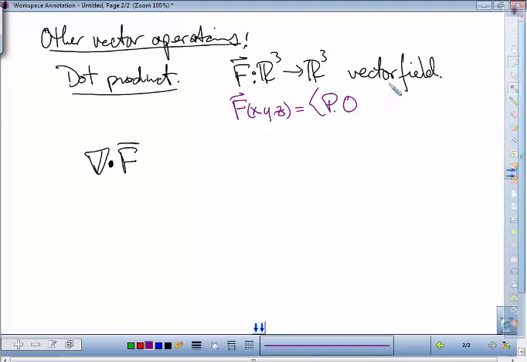Oh, and these are all individual functions of x, y, z. So P is a function of x, y, z. Q is a function of x, y, z. And R is a function of x, y, z. So a slight disadvantage here. R, sometimes we use that for a region or a rectangle. Now we're using it as a function. But as long as you know what the deal is, where its context is, then you'd be okay.